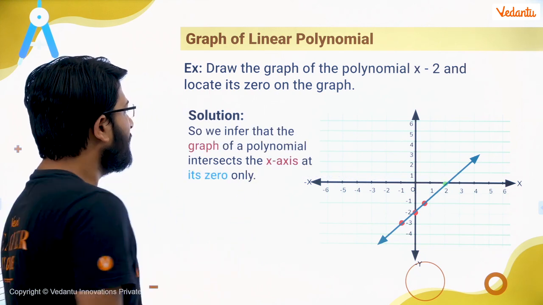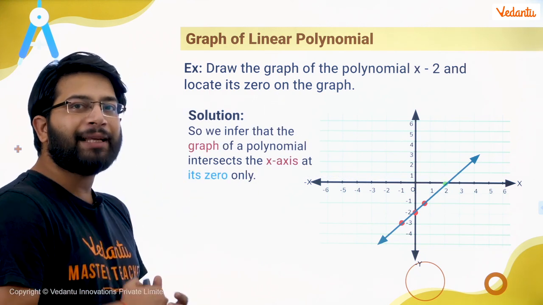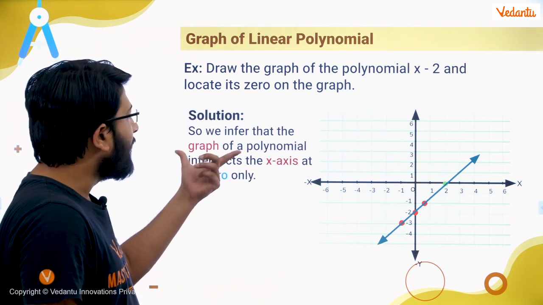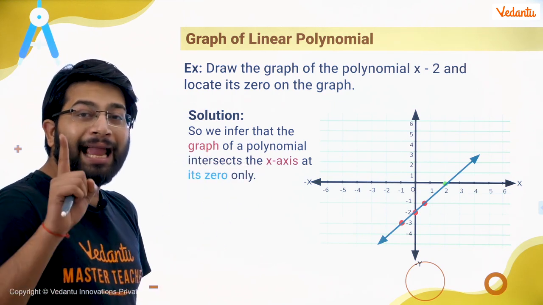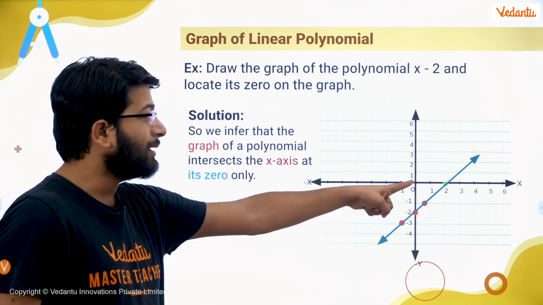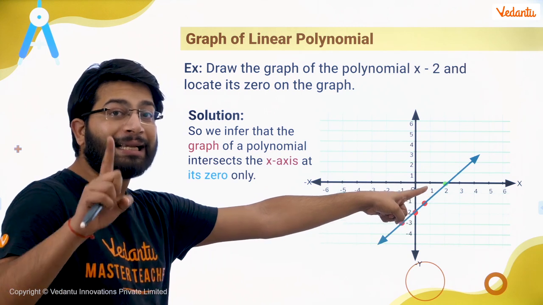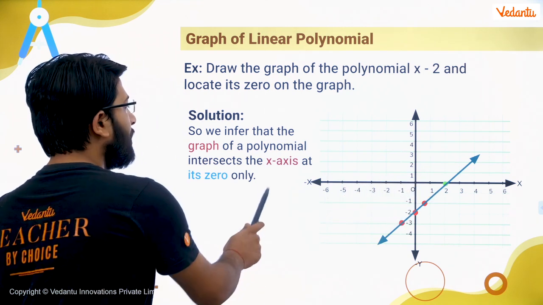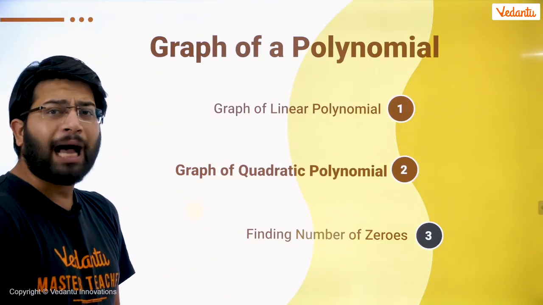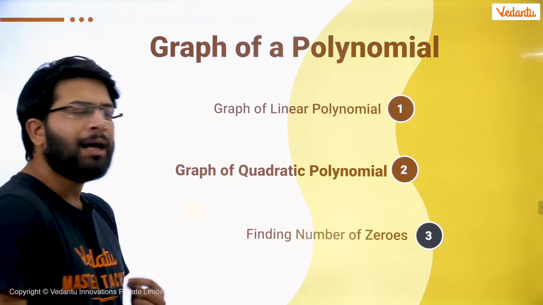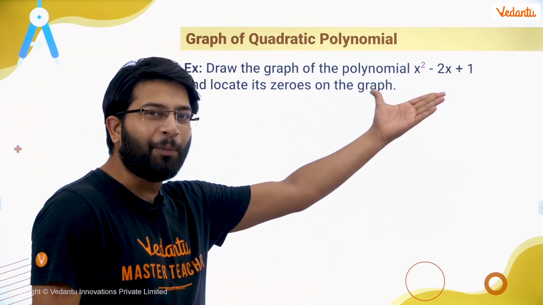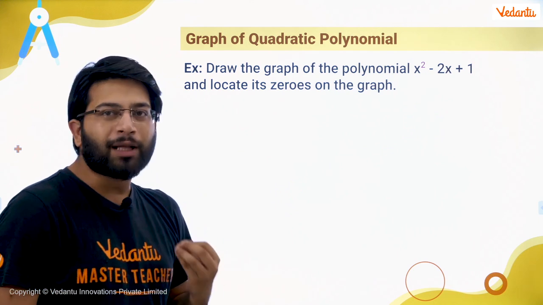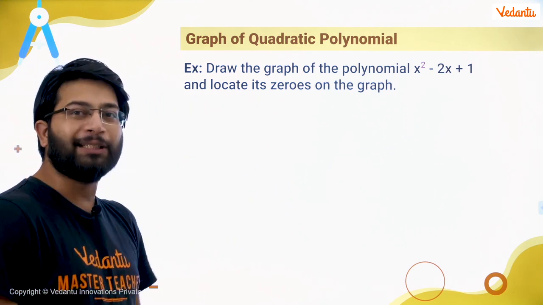Very good. Okay. So now, champ, from this we can say that the graph of the polynomial intersects the x-axis at its zeros only. Okay? Very good. Now let's discuss the quadratic polynomial. Again, champ, let's say we have a question where a quadratic polynomial is given to us. We have to draw the graph and we have to locate its zeros.